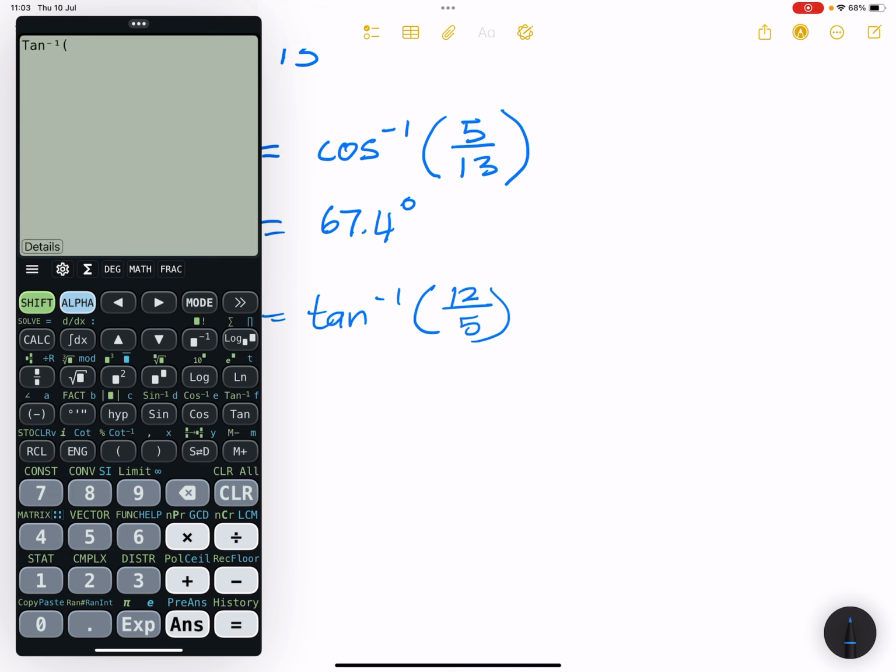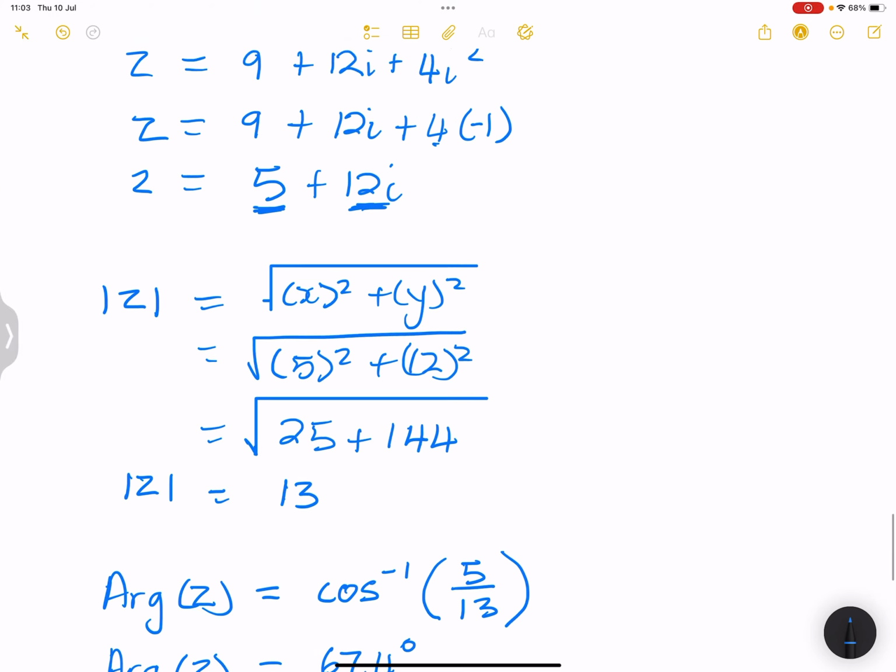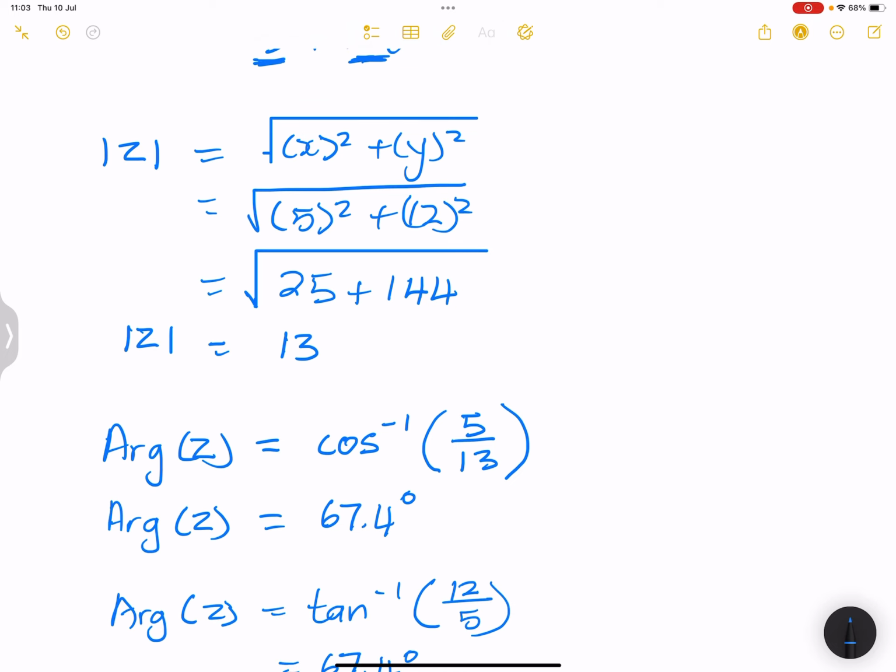So we should get the same answer. Shift the tan of, oops, not sure what's happening. 12 divided by 5. And we get exactly that same answer, which is 67.4 degrees. Right, so that is really how we're going to go about it.